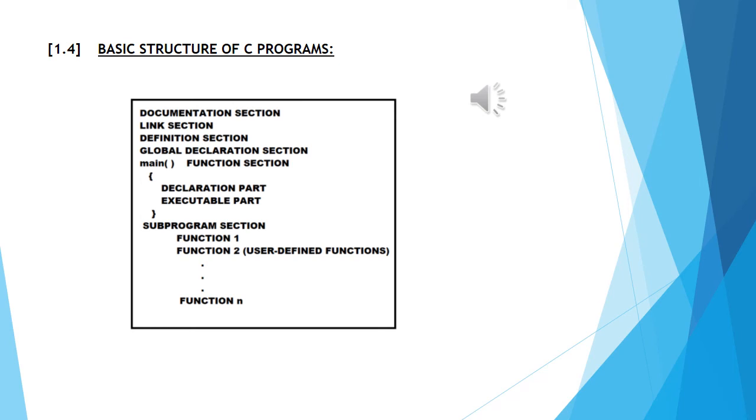There are some variables that are used in more than one function. Such variables are called global variables and are declared in the global declaration section, that is, outside of all the functions.